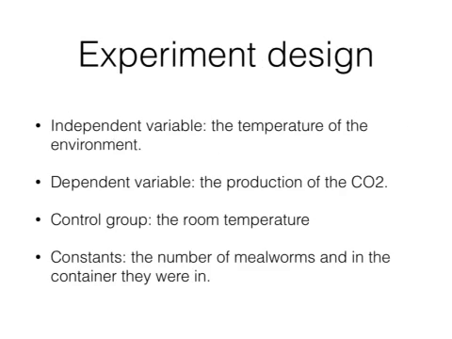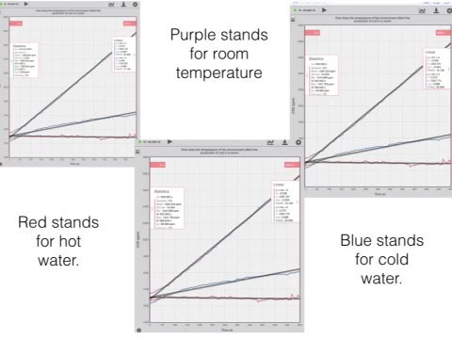Experiment design. Independent variable: the temperature of the environment. The dependent variable: the production of CO2. Control group: the room temperature. Constants: the number of mealworms and the container they were in. The red stands for hot water, the purple stands for room temperature, and the blue stands for cold water.